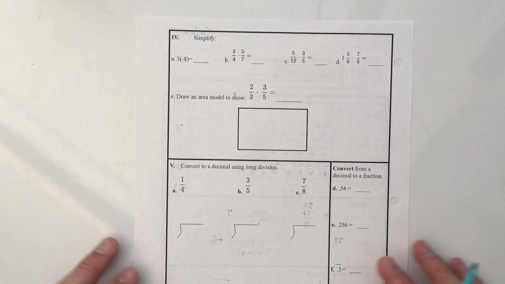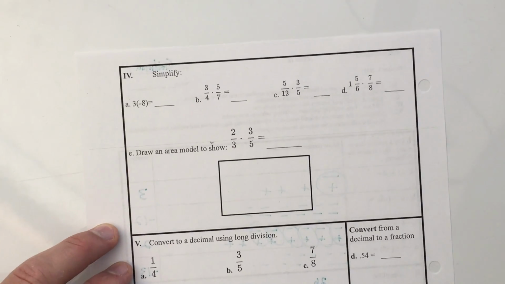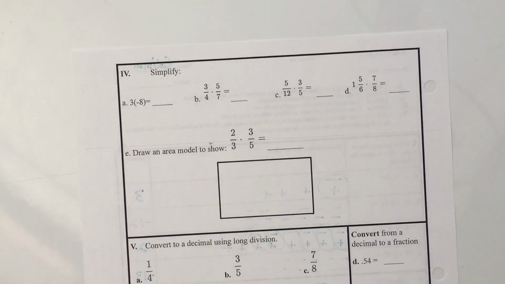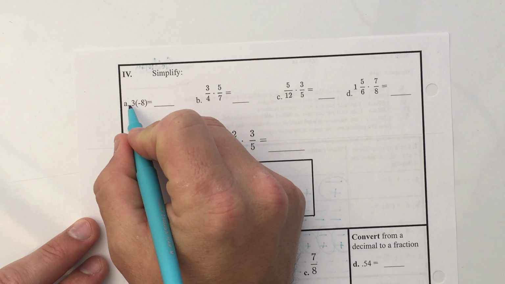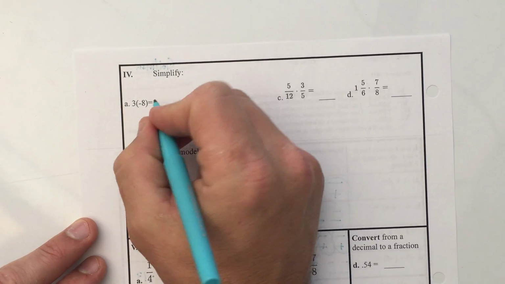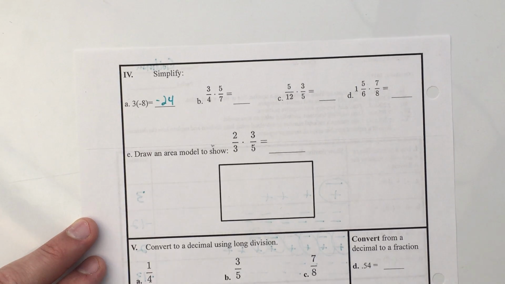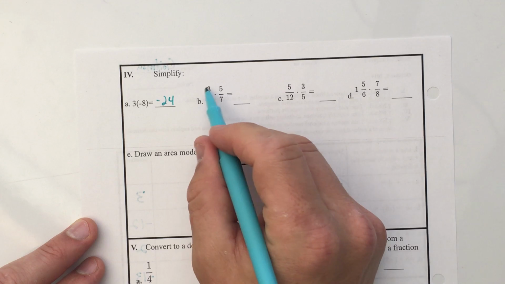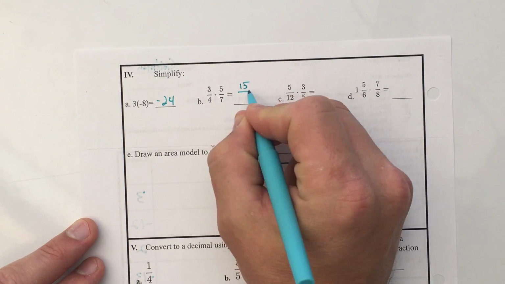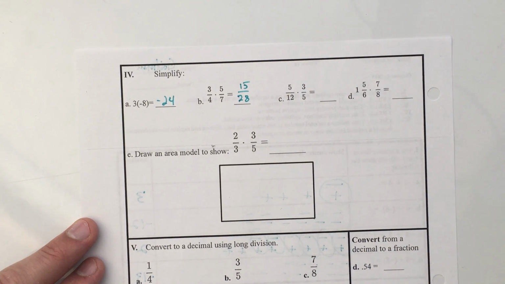Moving on. This is not 3 minus 8. This parentheses denotes multiplication. So this is 3 groups of 8 negatives, or -24. Okay. For this, we're going to multiply across because we're multiplying fractions. 3 times 5 is 15. 4 times 7 is 28. So my answer is 15/28.